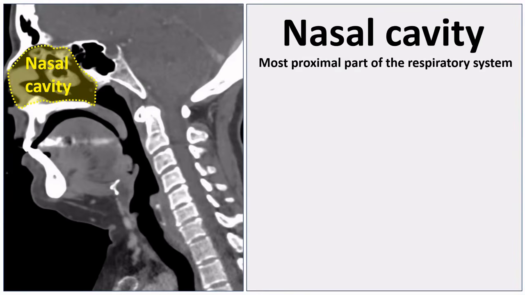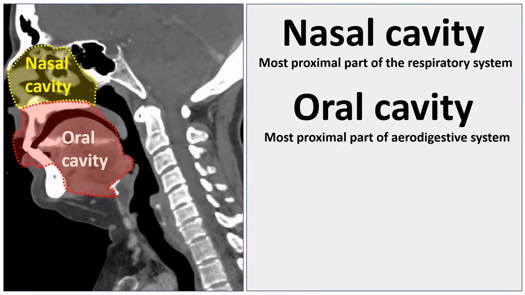Let's look at a sagittal CT image. Let's repeat once again, we have a nasal cavity and oral cavity, and the detail of these cavities is already discussed in detail in other videos on this channel.